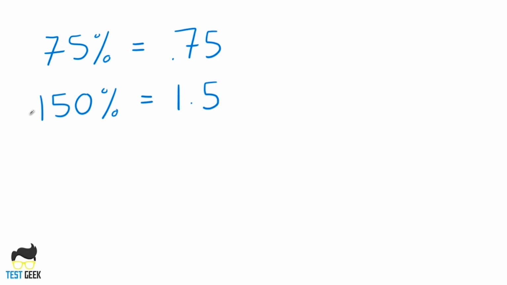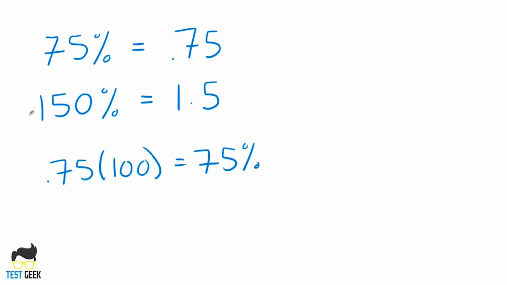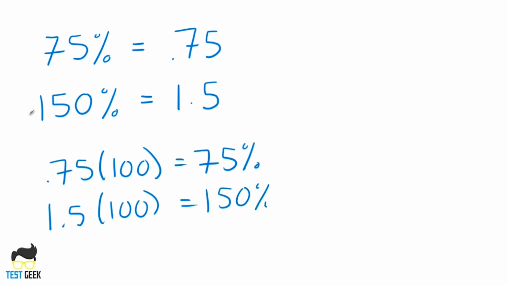We can also multiply a decimal and turn it into a percentage. So 0.75 times 100 is 75%. Or 1.5 times 100 is 150%. So we can convert both ways. Oftentimes, working with the decimal version of a percent is easier than working with the percent itself.